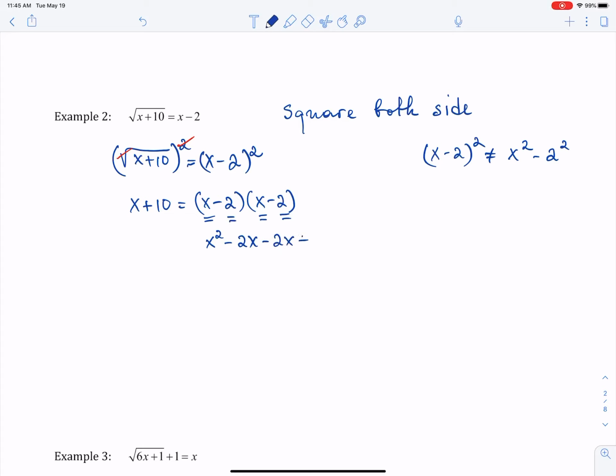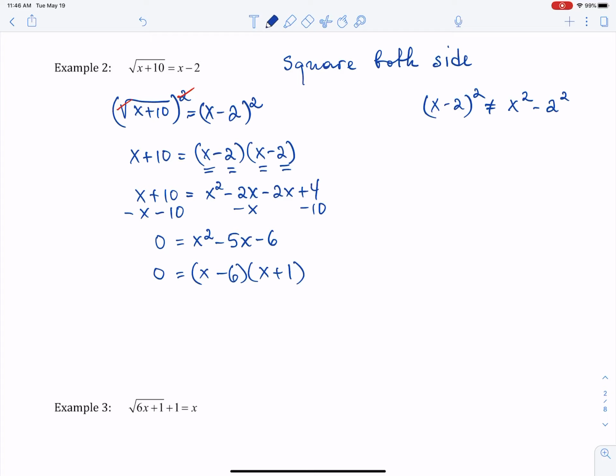So let's check again. X times x is x squared, x times 1 is x, negative 6 times x is negative 6x, and negative 6 times 1 is negative 6. We see that this is negative 5, so we worked correctly. I'm gonna remove that from my problem.